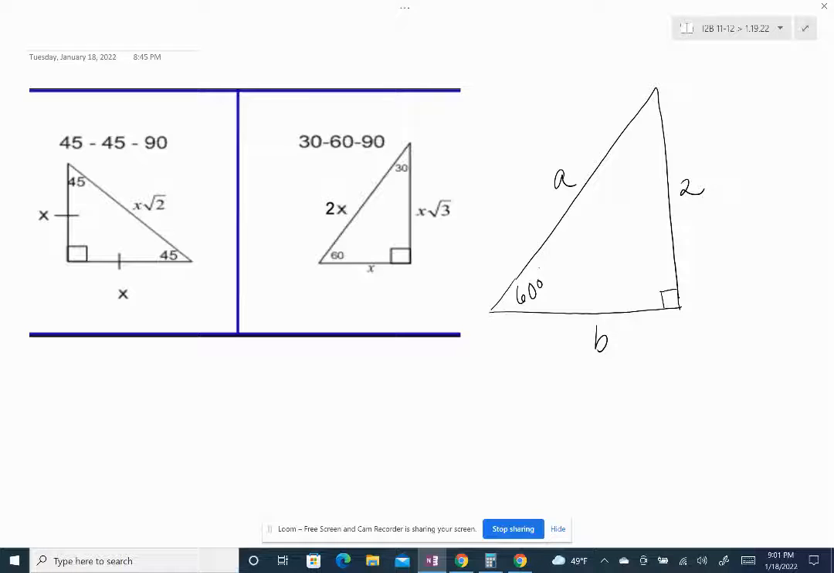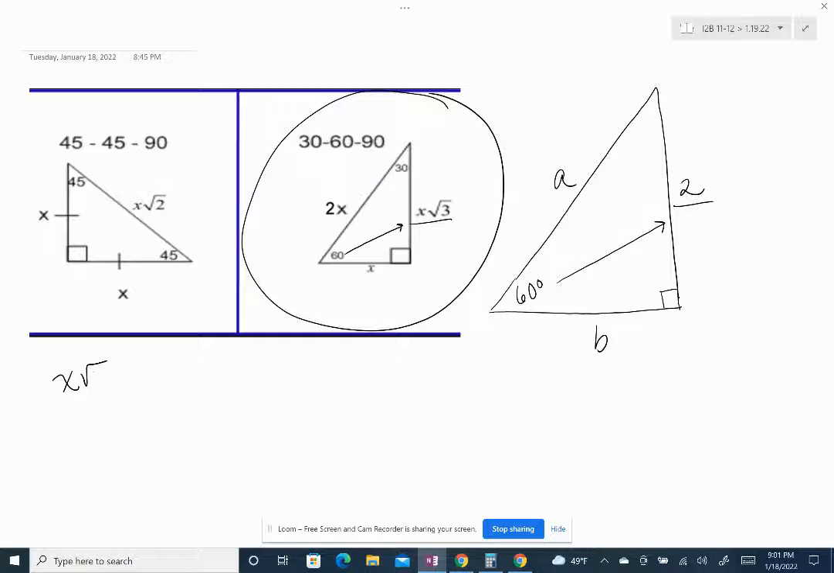So I see this is a 60-degree angle right here. Automatically, I know it's going to be a 30, 60, 90. If I drew a line directly out from my 60 degrees, I'm going to get 2. Okay. So I can say that this x square root of 3 is equal to 2. Same thing as before, solve for x. We're going to divide both sides by the square root of 3. x, and that cancels out, is equal to 2 over the square root of 3.